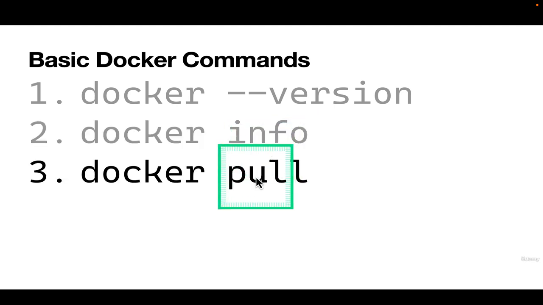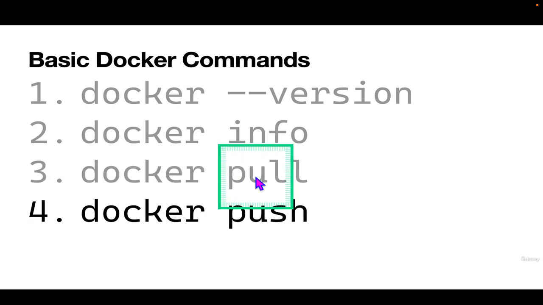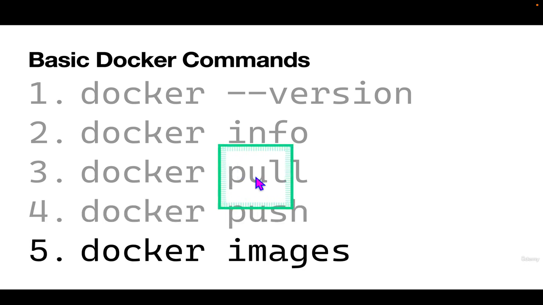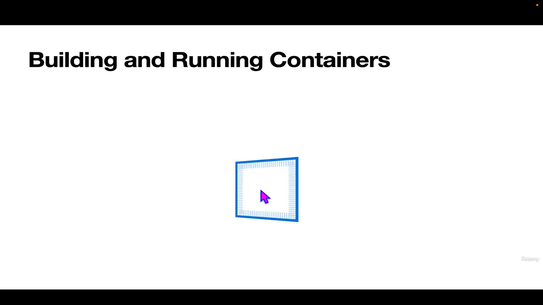docker pull downloads a Docker image from a registry like Docker Hub, and it's useful for getting base images or updating existing ones. docker push uploads a Docker image to a registry, allowing users to share custom images or store them remotely. docker images lists all Docker images on the local system, showing details like repository, tag, and size.